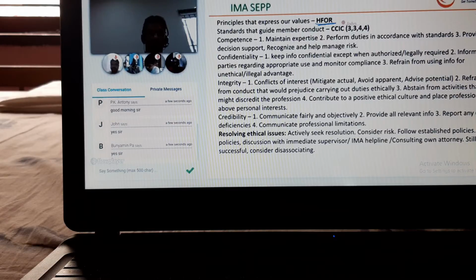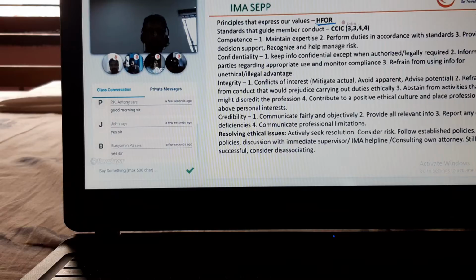Competence: you should maintain expertise and skills. You should perform your duties in accordance with the standards. You should provide decision support. And a new point added to that, third point, recognize and help manage risk. The next standard is confidentiality. Keep information confidential except when authorized or legally required. Inform parties regarding appropriate use and monitor their compliance. Third, refrain from using information for unethical or illegal advantage.